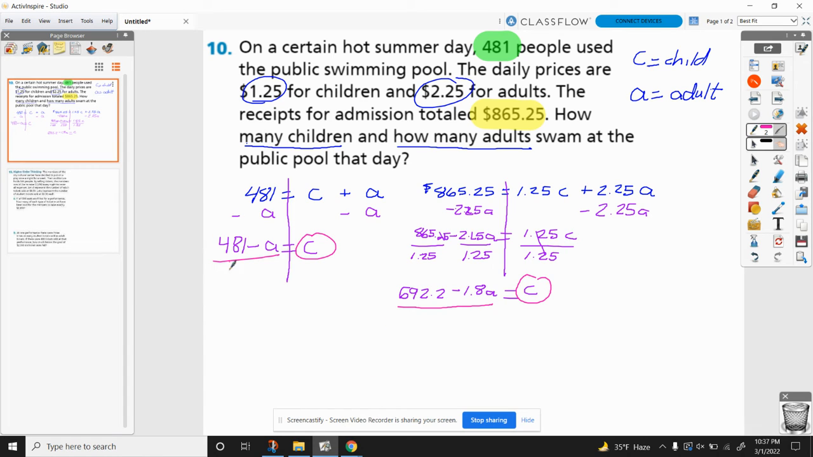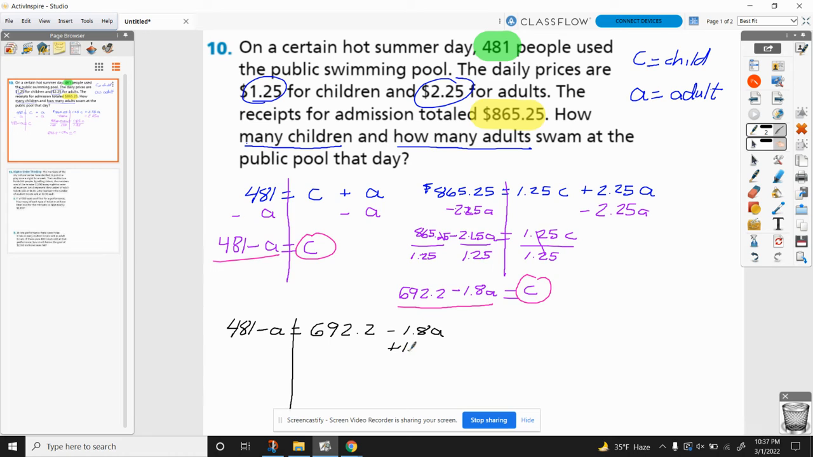So remember what we said, C equals C, right? So if C equals C, that means that we should be able to say that 481 minus A is equal to 692.2 minus 1.8A. And here's where we build our wall.